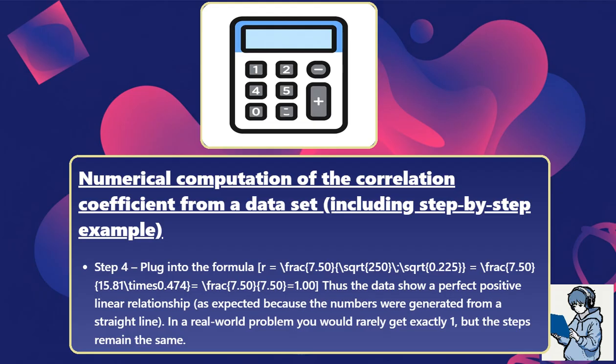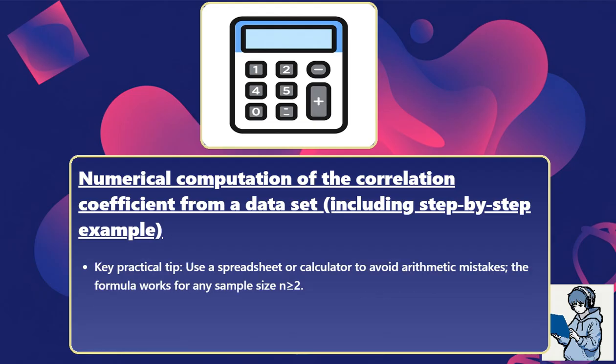In a real-world problem you would rarely get exactly one, but the steps remain the same. Key practical tip: use a spreadsheet or calculator to avoid arithmetic mistakes. The formula works for any sample size n greater than or equal to 2.